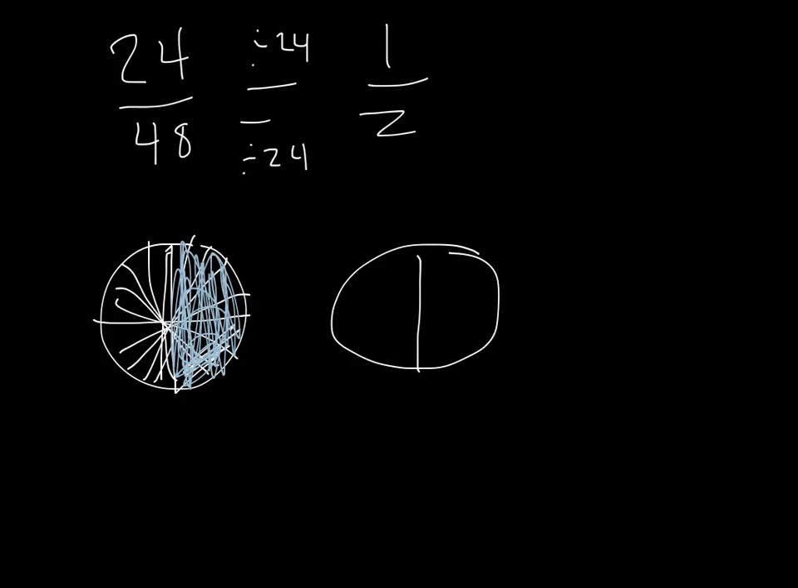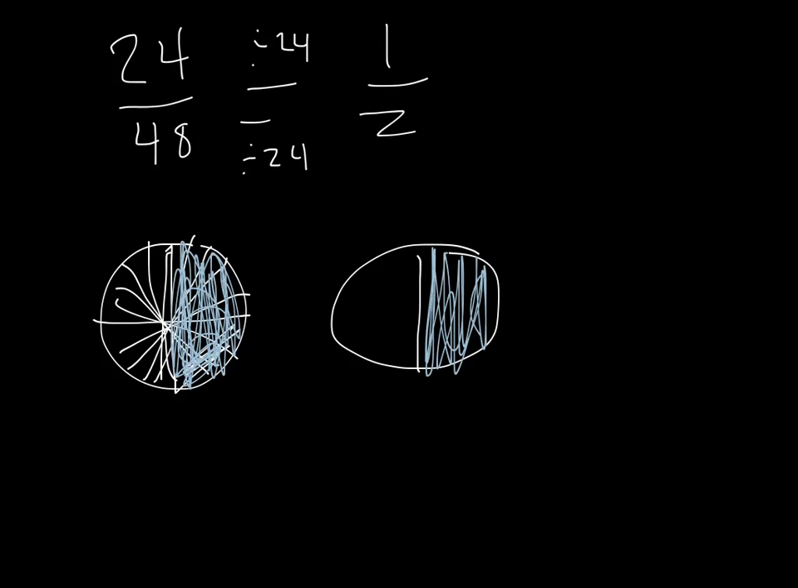If I actually did 48. If I ate this much, it would be one of the slices. But it's the same amount of pizza, and that's what I need you to get about fractions. If they're equivalent fractions, it's the same amount, it's just that the slices are different sizes.